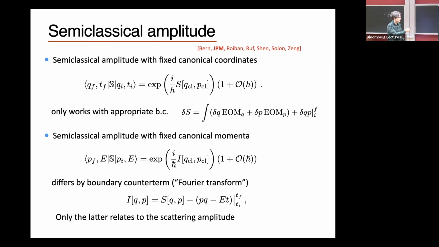Essentially, you need to do a Fourier transform, or introduce some kind of boundary counterterm, to have the variational problem with fixed momenta well defined. And that object is what the amplitude is, the semi-classical on-shell action. The exponential of the semi-classical on-shell action is the scattering amplitude. So if we can compute the amplitude, we have that object, and that contains all information about the classical dynamics.